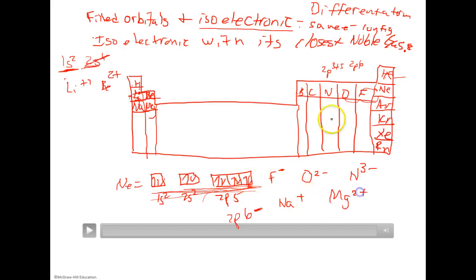Magnesium is a 2+. Aluminum is right here. Aluminum is a 3+. Guess what, guys? All 6 of these ions have the same exact electron configuration as neon. That's the meaning of life, guys. That's what atoms want to do. That's what they strive to do. They strive to be exactly like their closest noble gas.